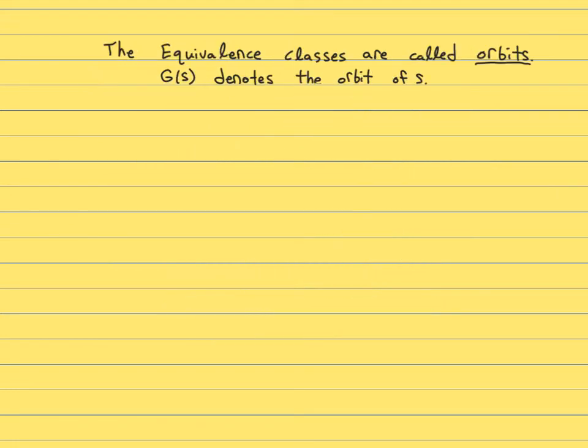So under this equivalence relation, the equivalence classes are called orbits. The textbook doesn't use this notation, but it's used in other sources, so we'll use it. We use G of s to denote the orbit of s. Note that it's the set of all g dot s, as g ranges over the entire group.